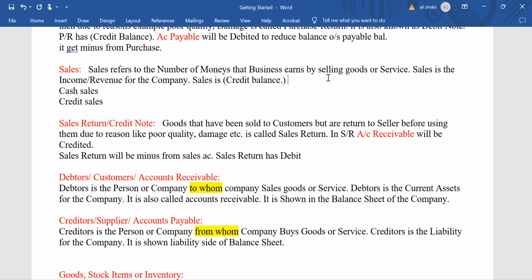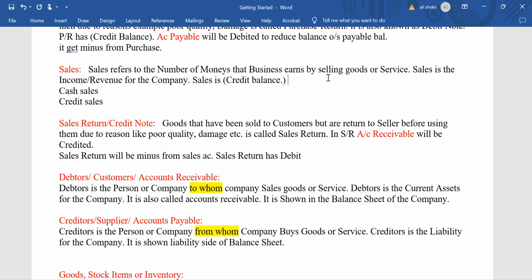There is cash sales as well as credit sales. Cash sales means when we sell the goods and immediately receive the payment. And when we sell the goods but the money will be received in future, that is credit sales.